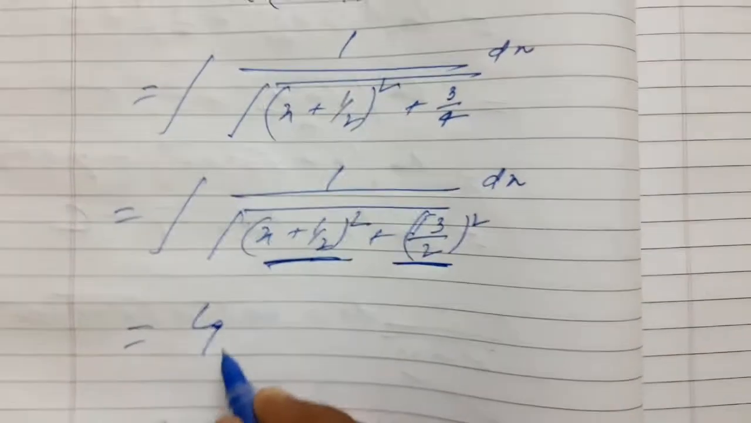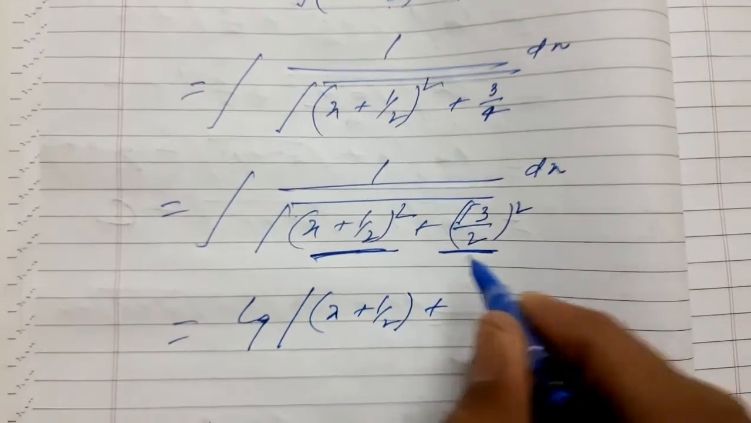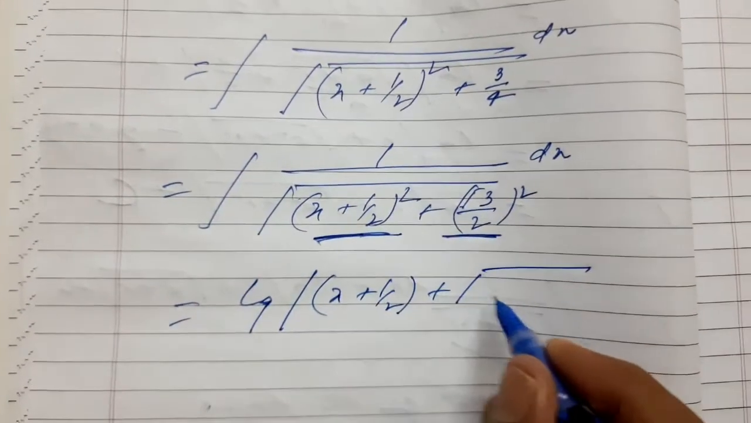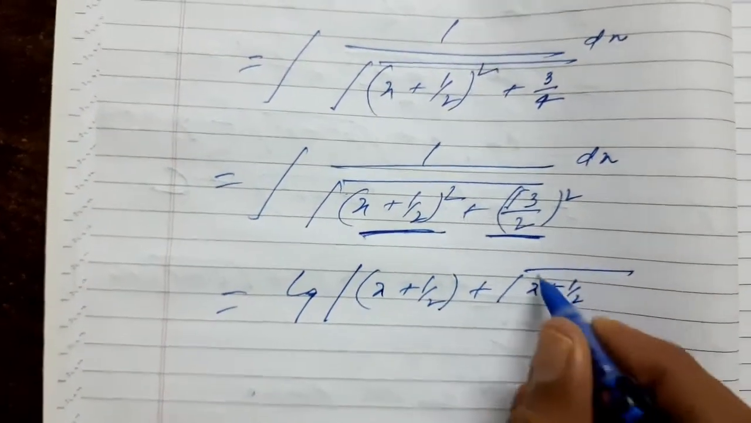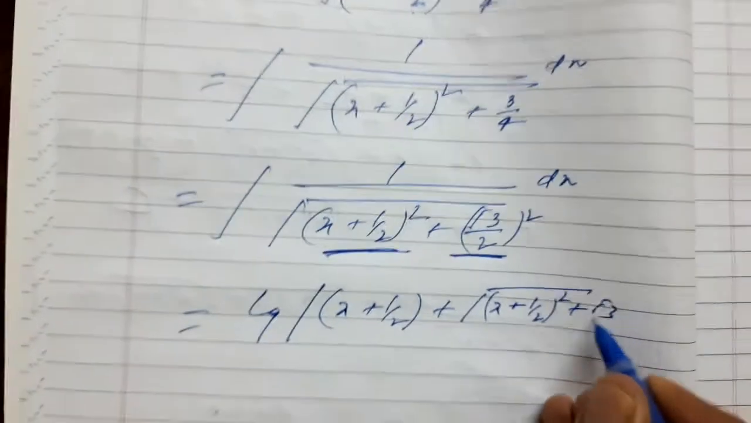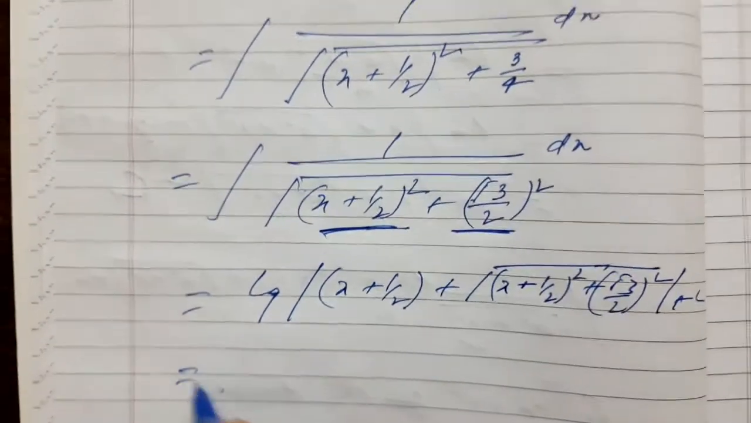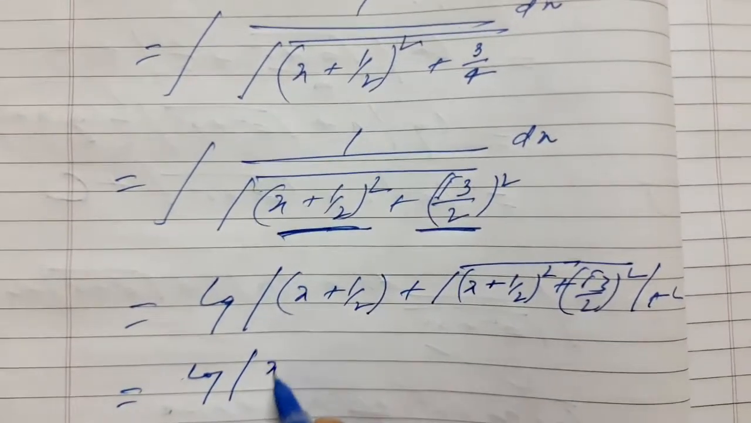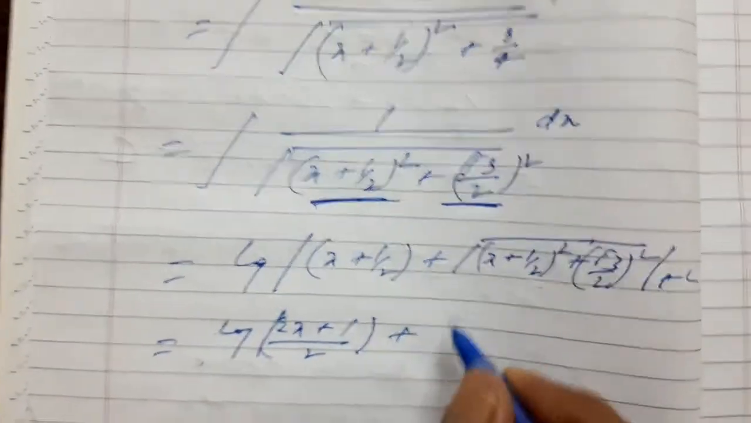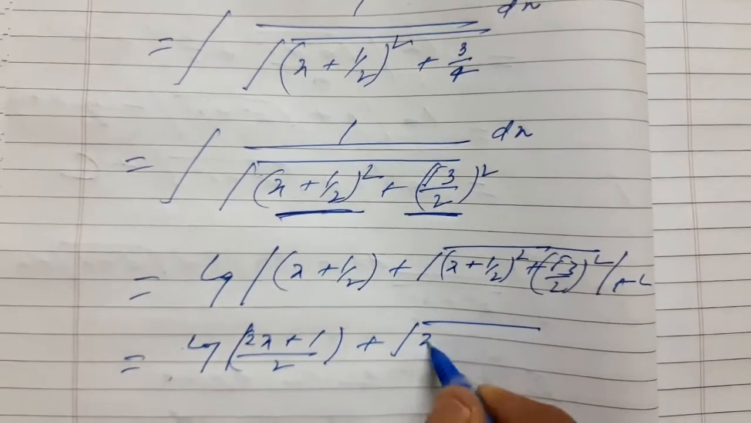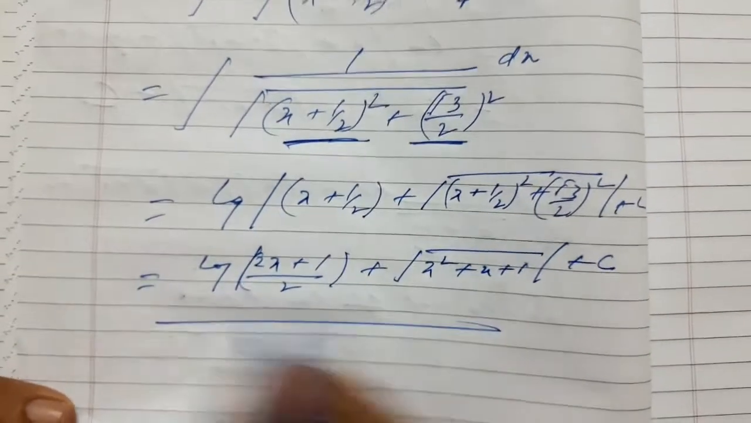That is log of x plus half, for x we'll put there, and for the rest it is a square plus x square. That means x plus half whole square plus a square we can put like this, and when we modify it and use the logarithmic property, we'll have log of 2x plus 1 by 2, as well as root under x square plus x plus 1 plus c. So we can write like this, and this is the integral value.